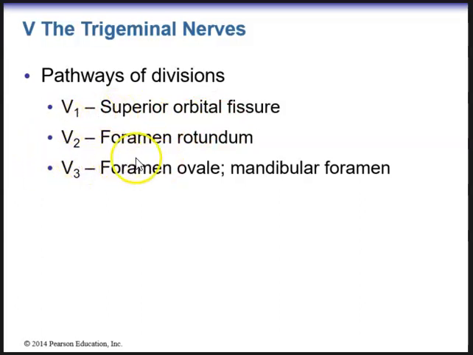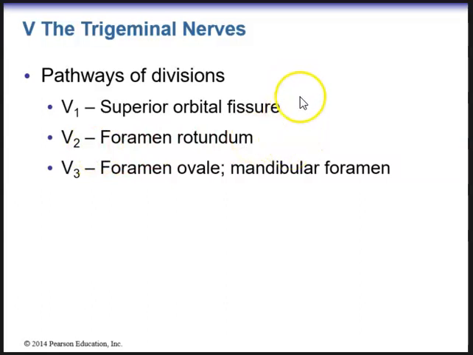V2 will go through the foramen rotundum. V3 will go through the foramen ovale, and then eventually out the skull via the mandibular foramen. And then we know that V1 will go through the superior orbital fissure and exit the skull via the supraorbital foramen, and V2 will exit the skull via the infraorbital foramen.